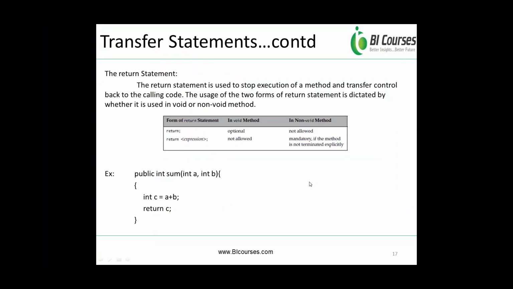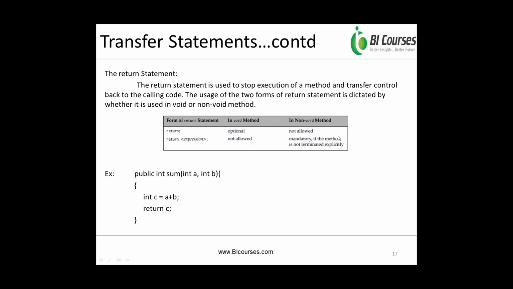Next transfer statement is the return statement. The return statement is used to stop execution of a method and transfer control back to the calling code. The usage of two forms of return statement is dictated by whether it is used in a void or non-void method. See here, return, this is not allowed. So in a void method this is optional, whereas in a non-void method it is not allowed. Whereas return expression is not allowed in a void method, but in a non-void method it is mandatory.